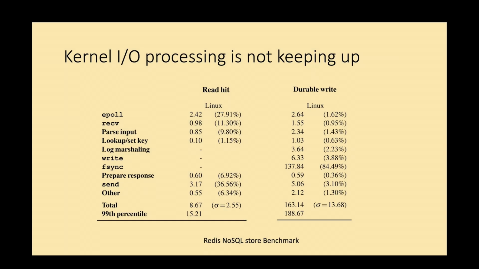Right? So adding up, right? So eventually you have a very high overhead, right? So just looking at the I/O overhead on the read path, the median value is about 8.67 microseconds. And your tail latency, 99th percentile tail, can go up to 15 microseconds. So very expensive. And on the right side, writing to disk is even slower.